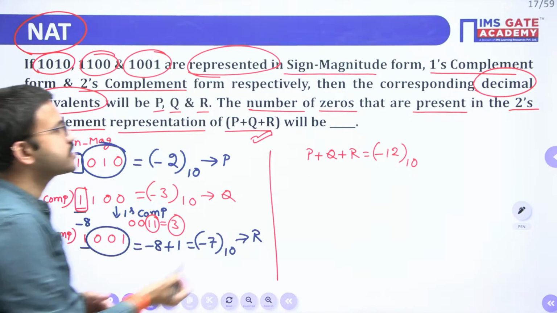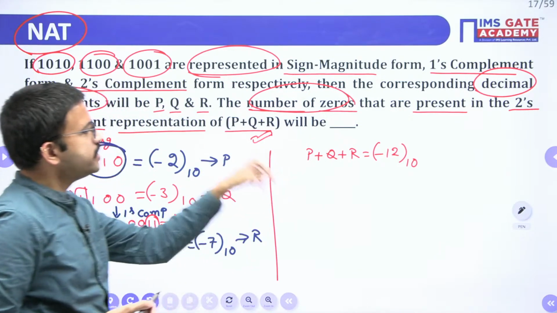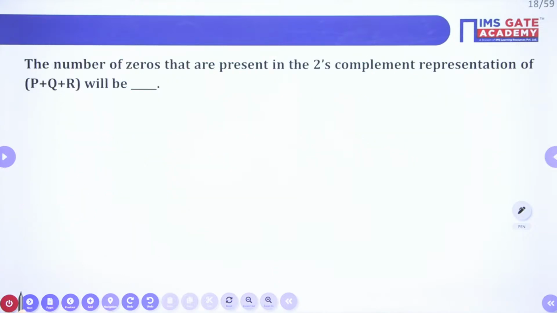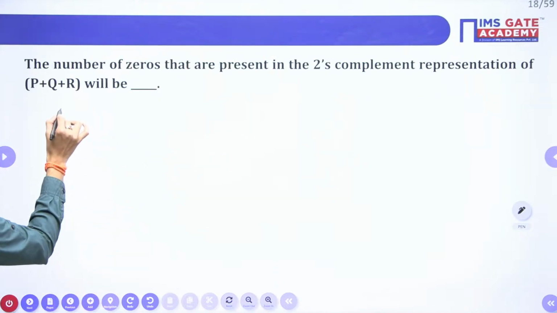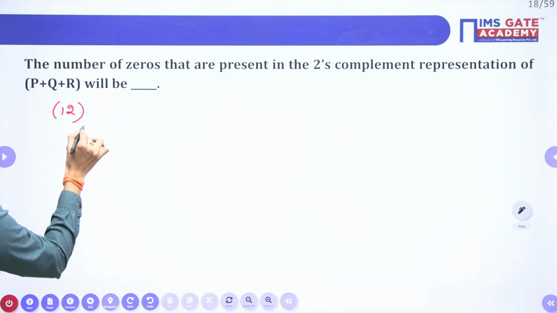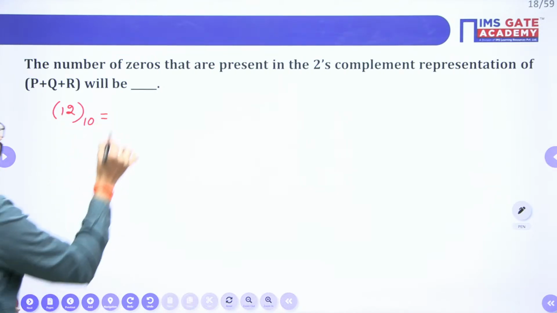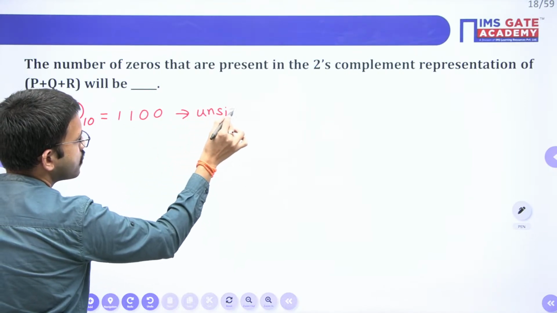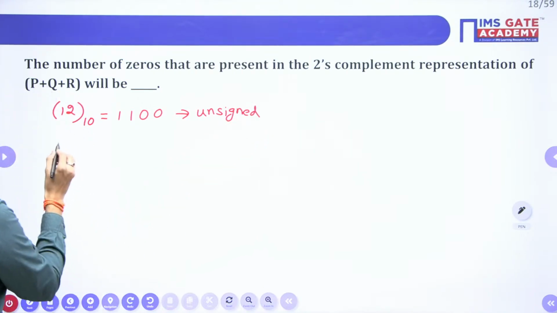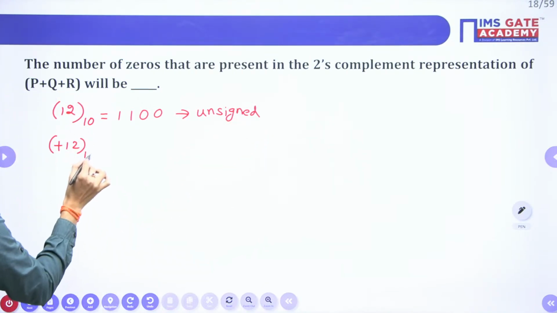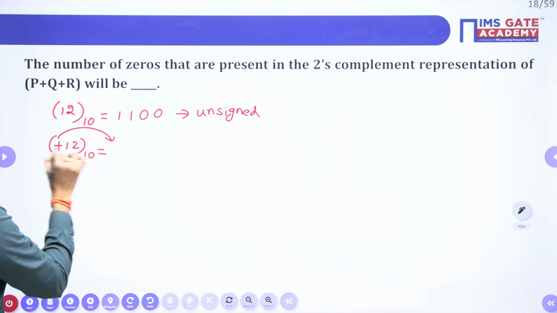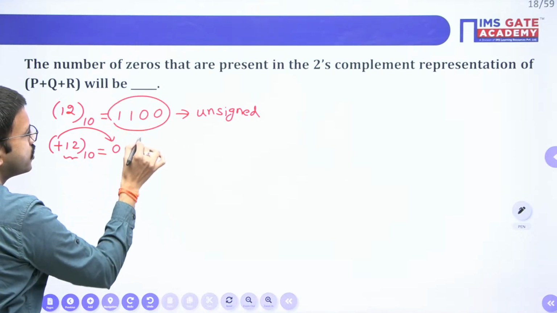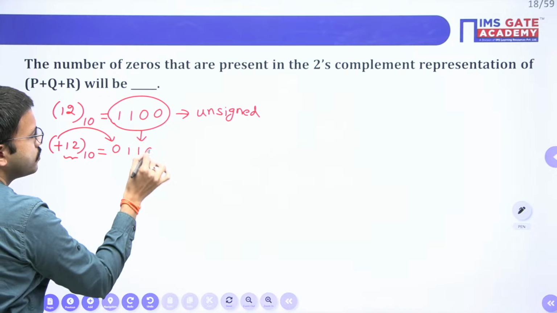But in this question they have asked the number of zeros present in the 2's complement representation of -12. So you have to represent -12 in 2's complement form. First consider only the magnitude. 12 can be represented as 1100, unsigned. Now we have to represent plus 12 in sign magnitude form. For plus, the sign bit should be 0, and for the magnitude just copy 1100.